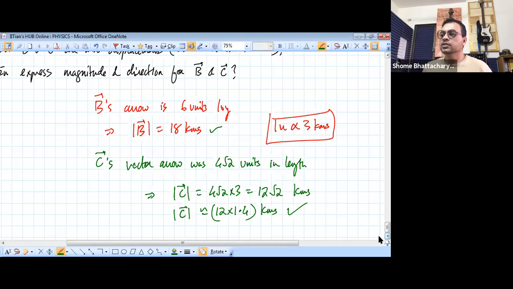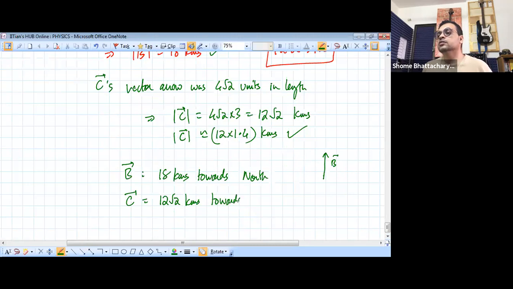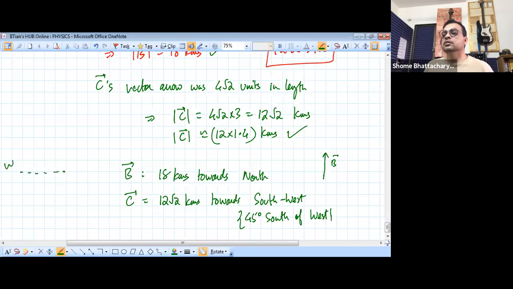Now as far as direction is concerned, you can see that B is pointing north. It is therefore 18 kilometers towards north. Whereas C is 12√2 kilometers towards southwest, or more exactly, 45 degrees south of west. Because you can see this is your west direction, this is your south direction, and C was exactly in between. So it is 45 degrees south of west, or we can even say it is 45 degrees west of south. It's one and the same thing.